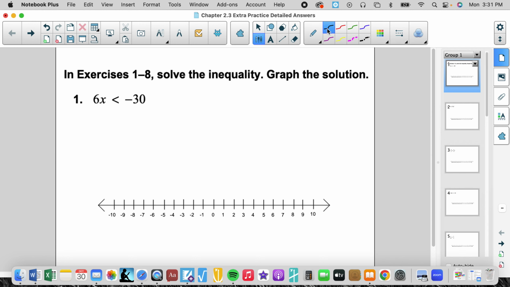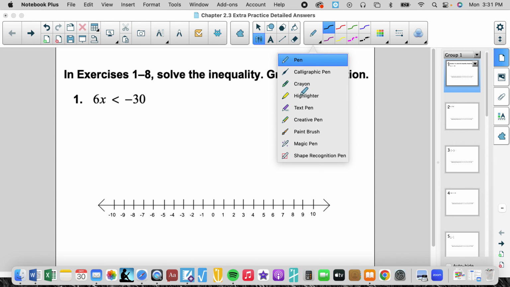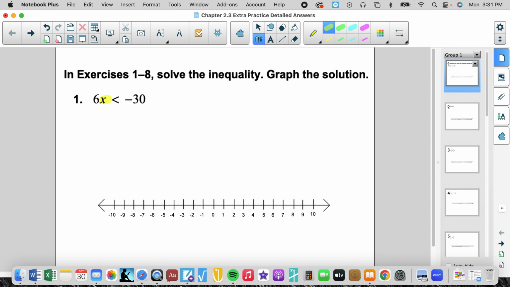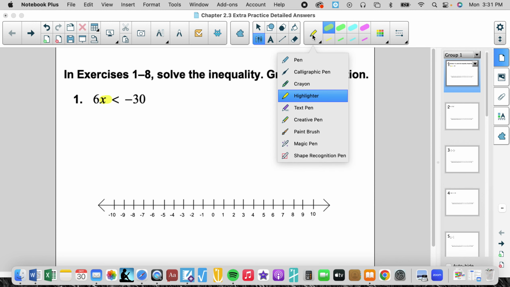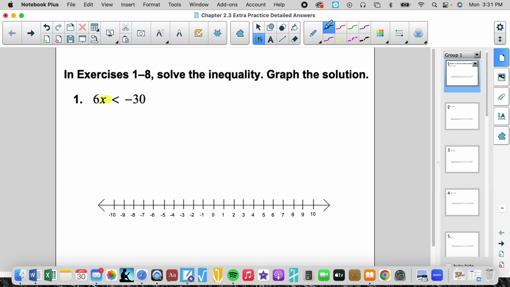So it says solve the inequality, graph the solution. So we look and see what is happening to the variable. The variable is being multiplied by 6. The inverse operation would be dividing by 6. And we get x is less than -5. And then we are going to graph those solutions.